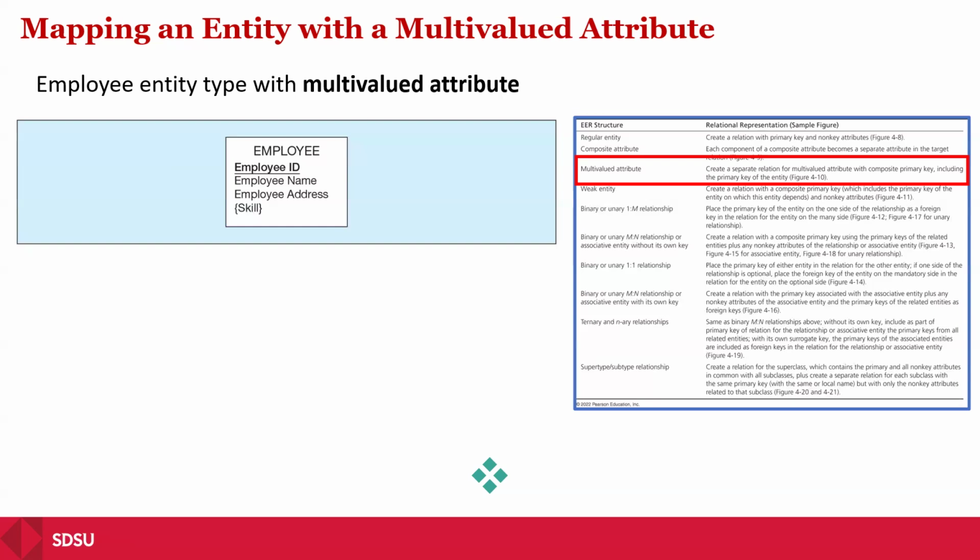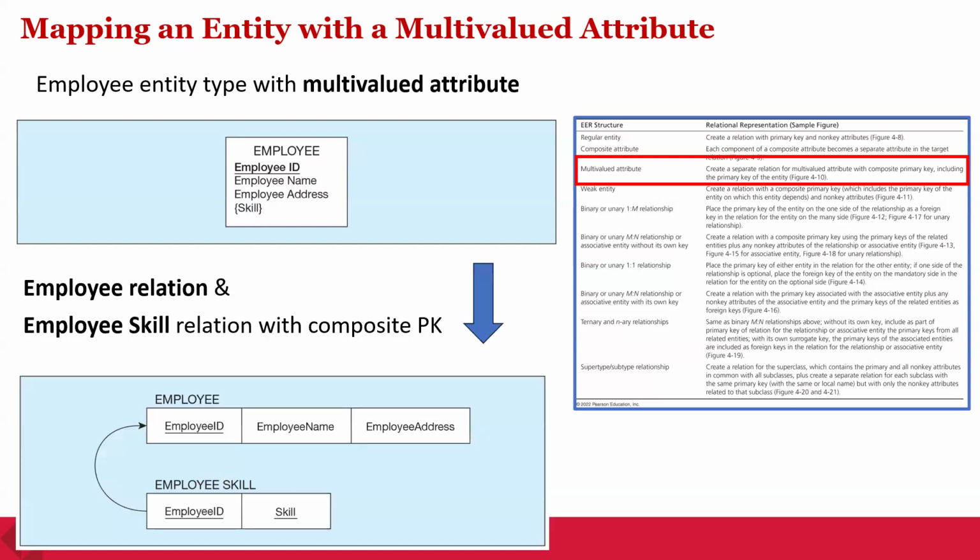Composite primary key is a primary key that consists of one or more columns or one or more attributes. So we have an employee here with employee ID, primary key, employee name, and address. Those are simple attributes. And we have skills. Skills is a multi-valued attribute. So here's how our relations will look. We'll have an employee relation with primary key employee ID underlined.